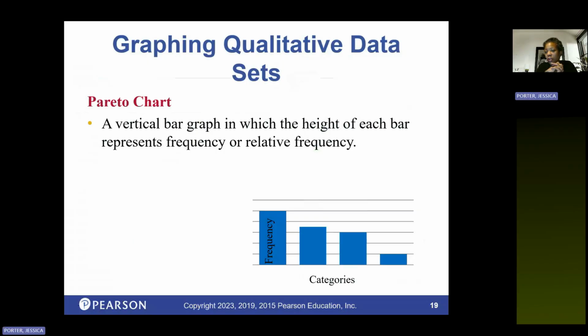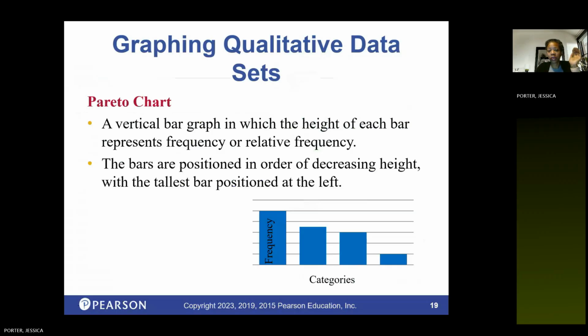All right, so a Pareto chart, like Dorito, Pareto. A vertical bar graph in which the height of each bar represents frequency or relative frequency. The bars are in descending order with the tallest bar on the left, and it goes down toward the right.